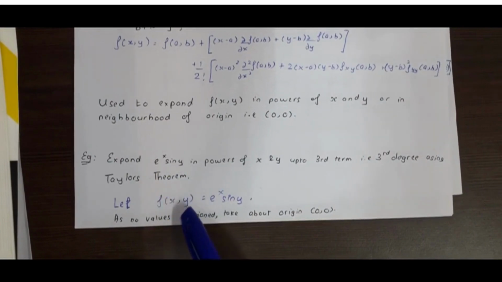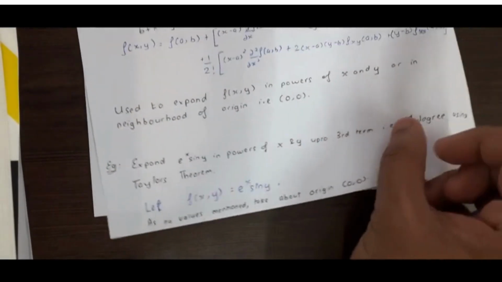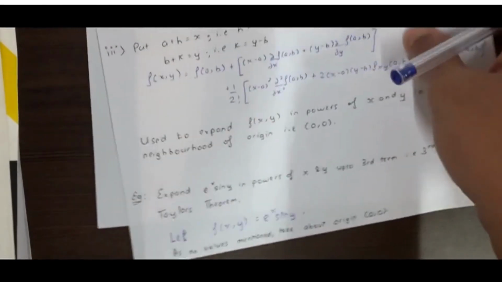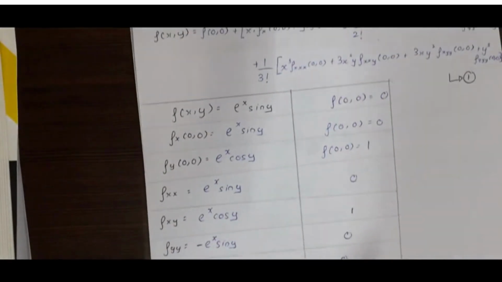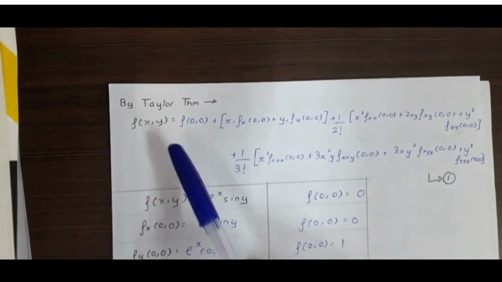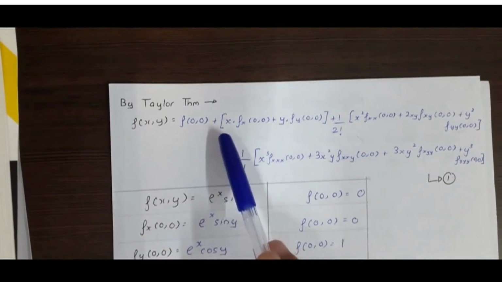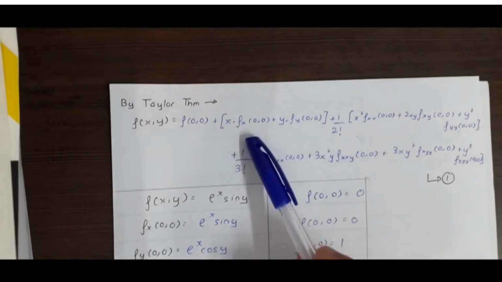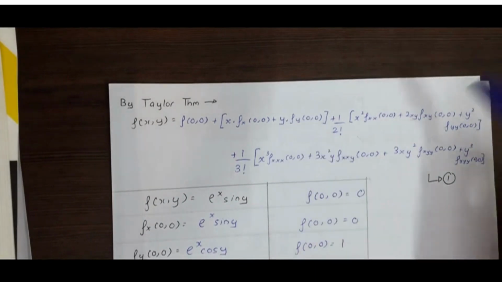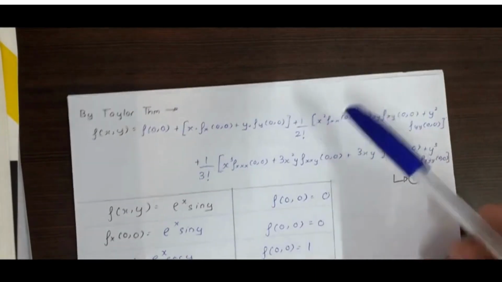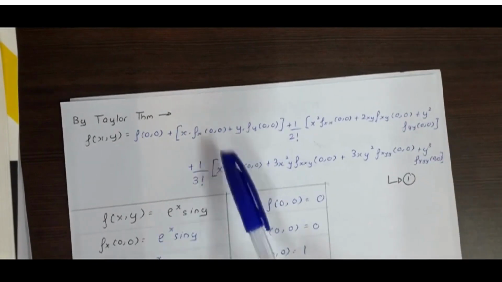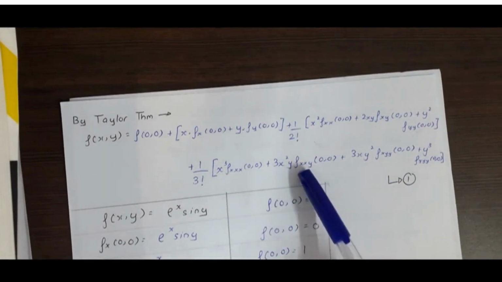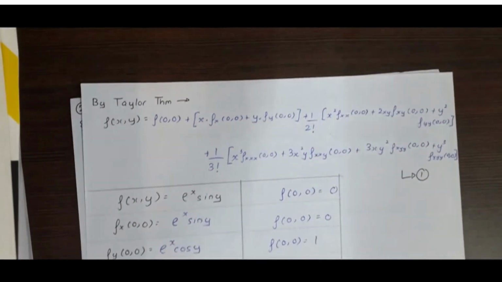So we know e power x sine y is your f of x comma y, and since here nothing is mentioned, it's not saying about any point or about origin or anything, we take it by default as origin, so we take 0, 0. Now by using Taylor's theorem, we have f of x comma y equals f of 0, 0 plus x times fx. This is another way of writing the derivative. I call it the shorthand of derivative. So fx 0, 0 plus y times fy 0, 0 plus 1 by 2 factorial. You expand your x plus y the whole square. So way you get this 1 by 3 factorial x plus y the whole cube. So over here you are taking a triple derivative. You will have two derivatives with respect to x, one derivative with respect to y, and so on.